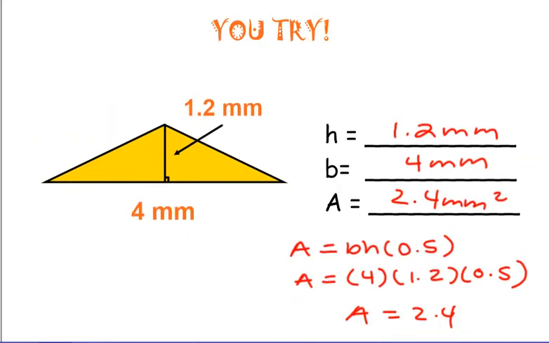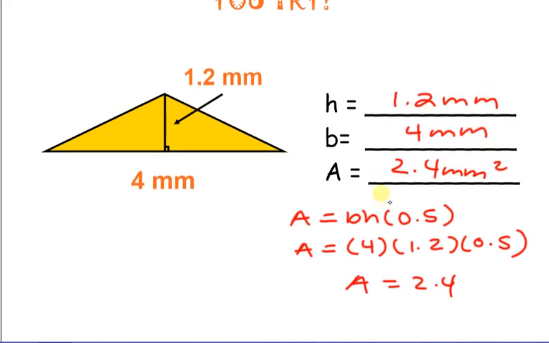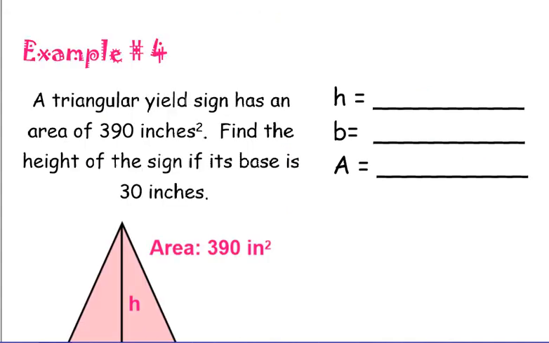And then for the yellow triangle, we have 4 times 1.2 times 0.5, and you should have gotten 2.4 millimeters squared. Okay? So we're going to go ahead and take it up a level. If you're confused up to this point, you need to stop, go back, and rewatch.